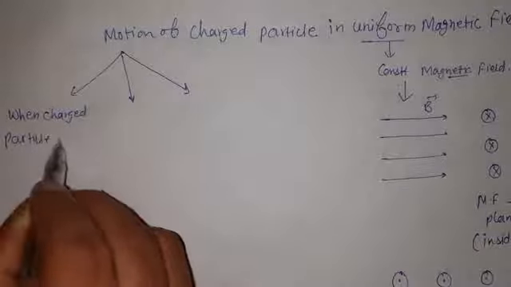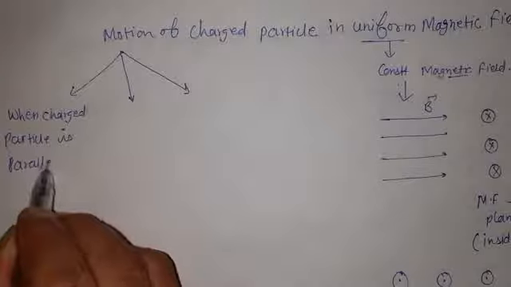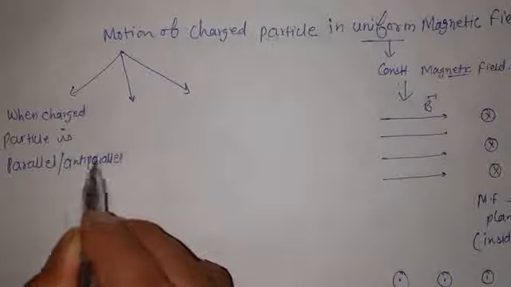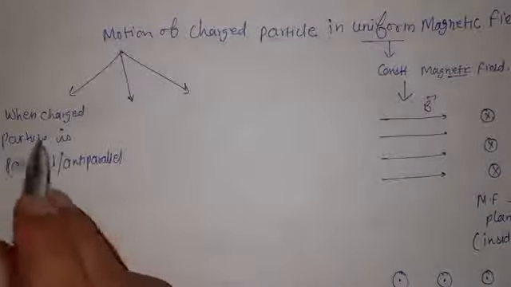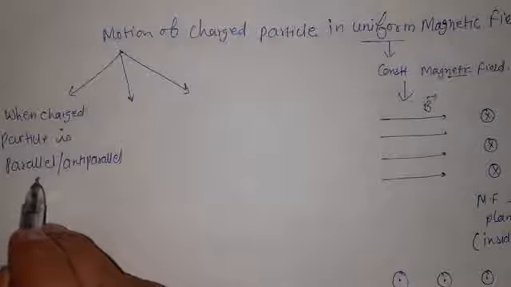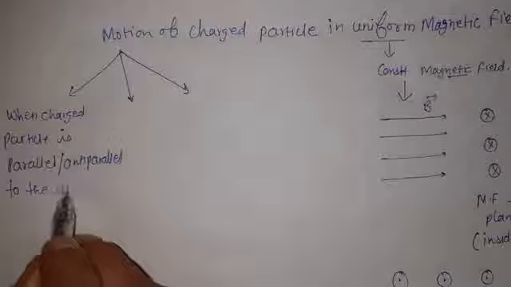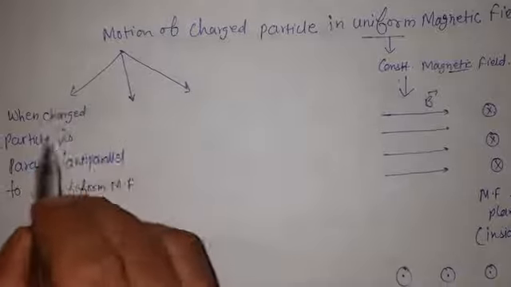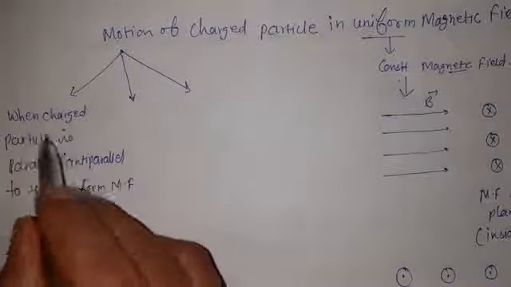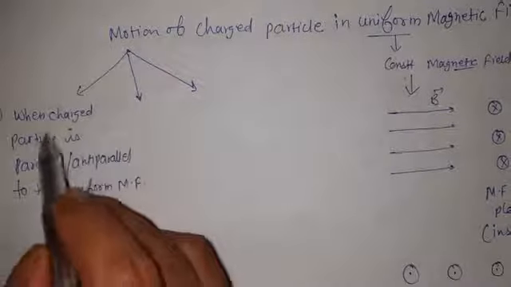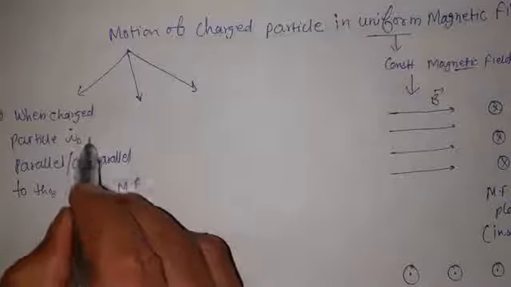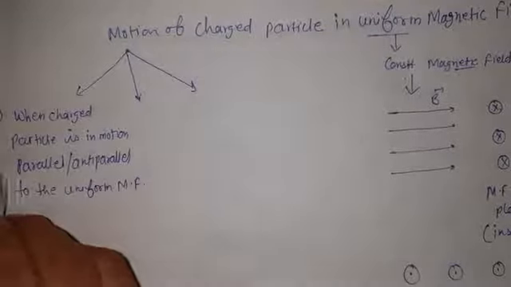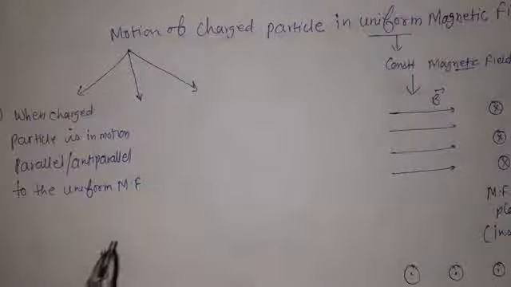when the charged particle is parallel or anti-parallel to the magnetic field. Okay, so how does this charged particle enter the magnetic field? When the charged particle is parallel or anti-parallel to the uniform magnetic field. Here you can add one more thing, because motion is related here. Therefore, when a charged particle is in motion in parallel or anti-parallel to the uniform magnetic field.